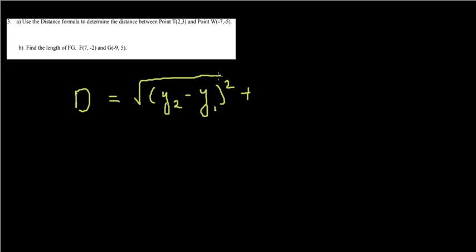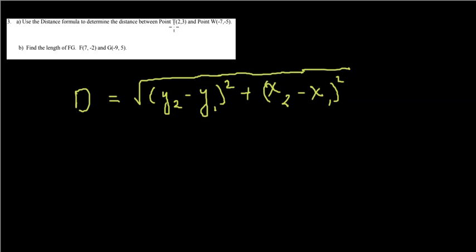Okay. Use the distance formula to determine the distance between point T and point W. So the distance formula is going to be, we're trying to find the distance. It's equal to the square root of y2 minus y1 squared plus x2 minus x1 squared. And so now what we're going to do is we're just going to plug in these values.